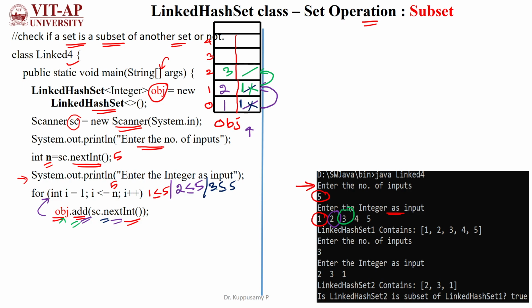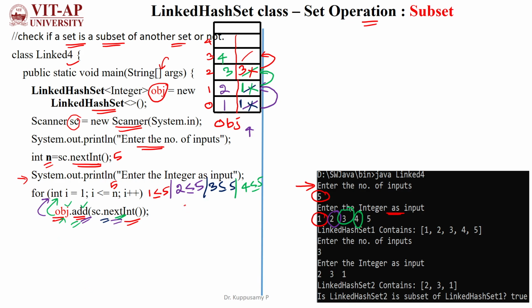Then again the i value is incremented and the condition 4 less than or equal to 5 is checked, which is also true. Then it receives the next integer input. That input is 4, which is added into obj. So now 4 is added here. Then the address field of the previous element is updated by removing null. So now index 3 is created and the link is created here. Now this one is null.